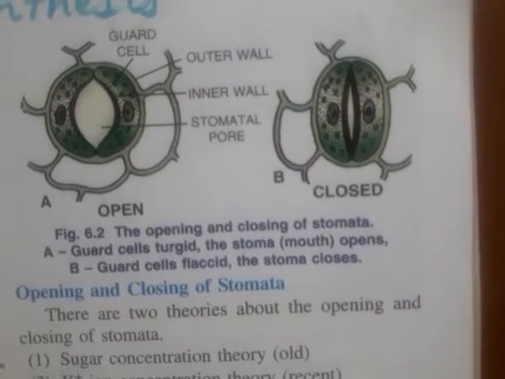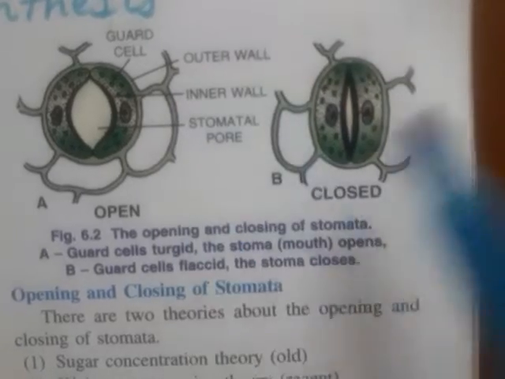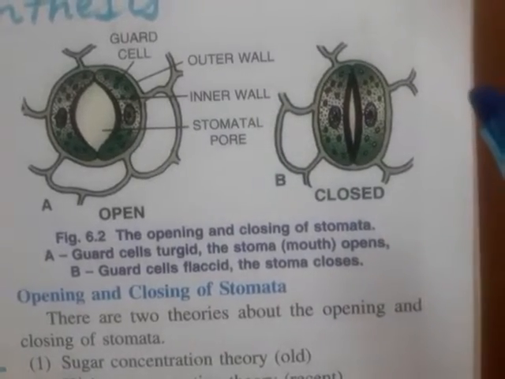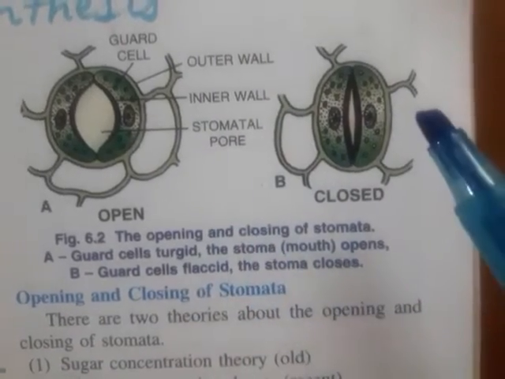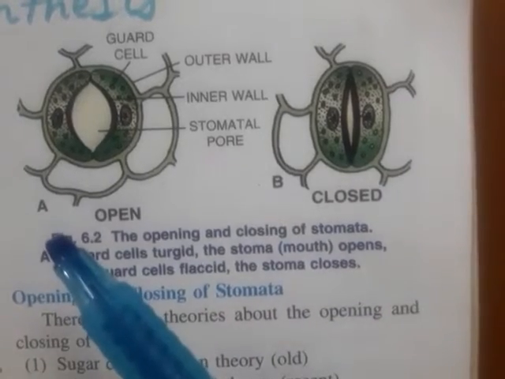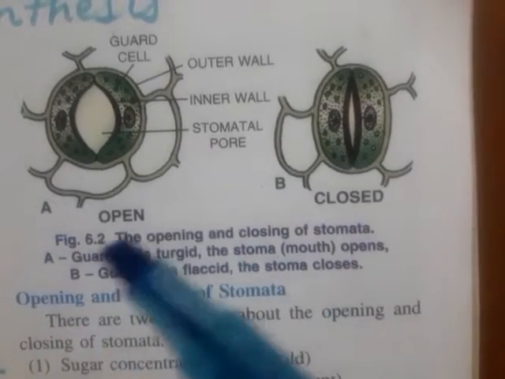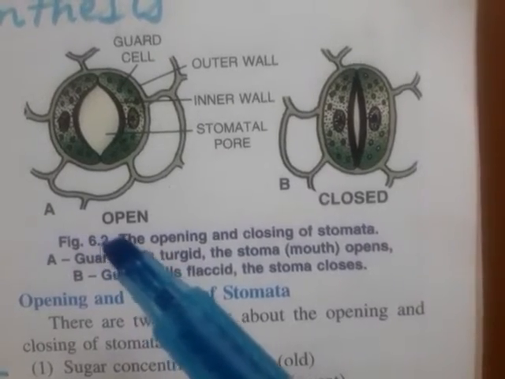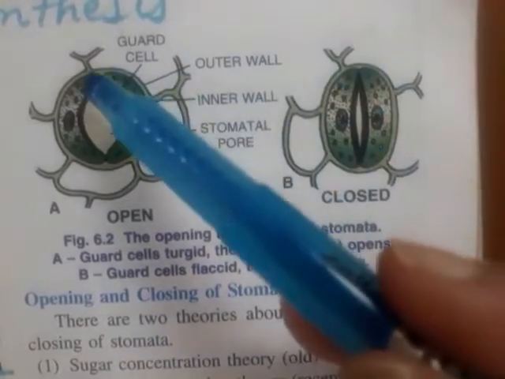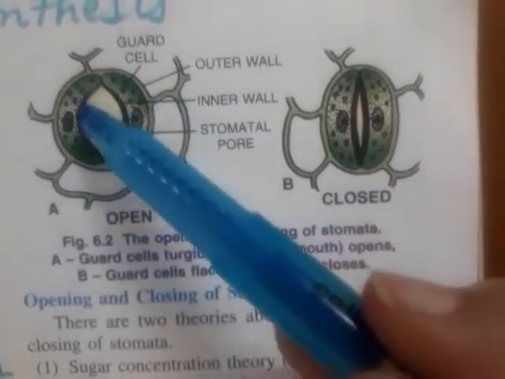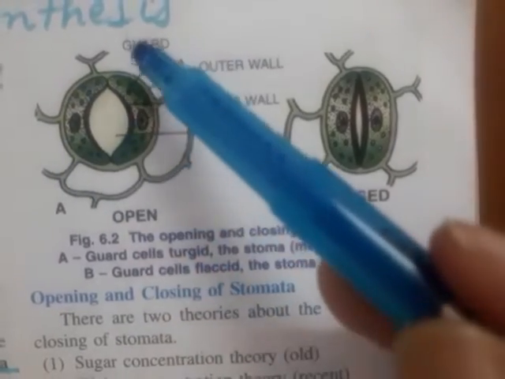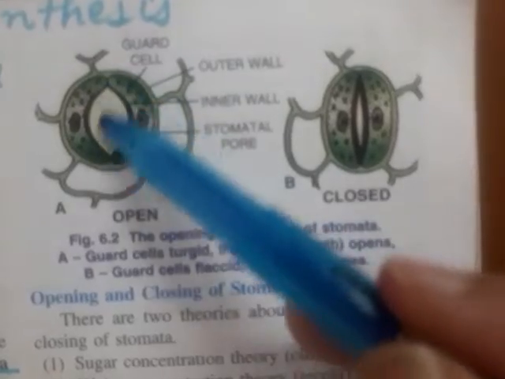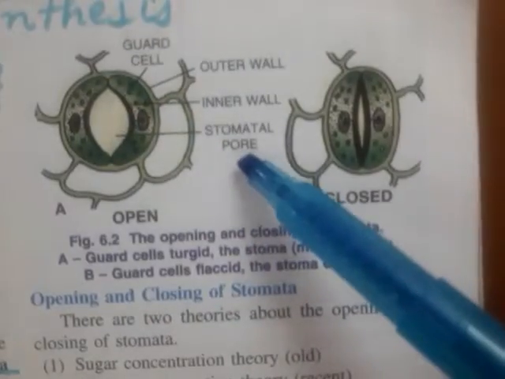Next, guard cells. They play a very important role in opening and closing of stomata. You have drawn this in transpiration, but again you will do it in this chapter. Look at its structure clearly. This bean-shaped structure is the guard cell. This opening here is the stomata.